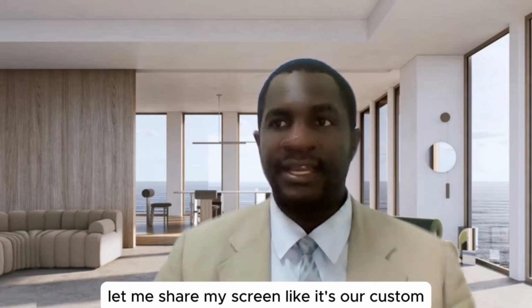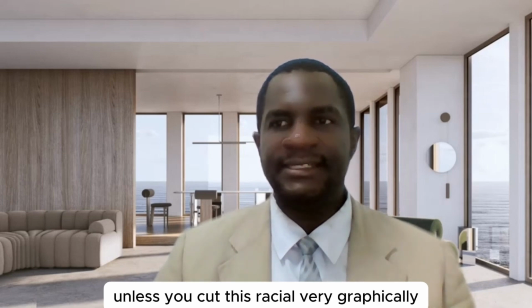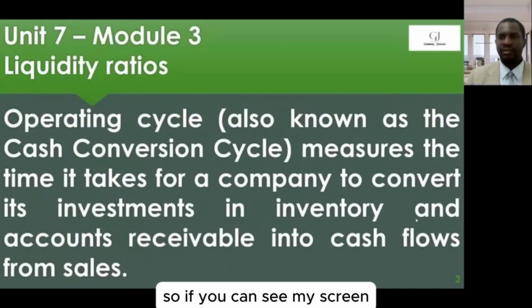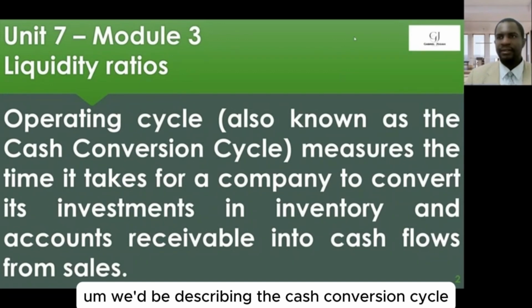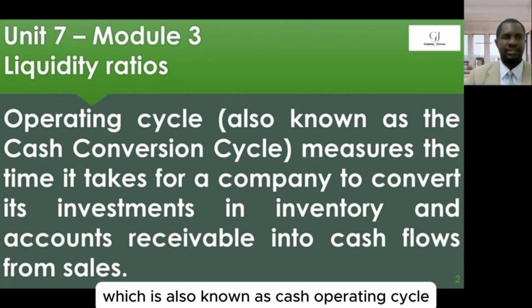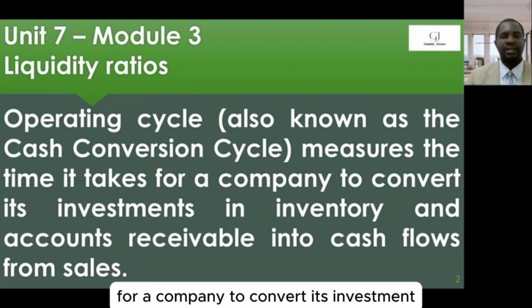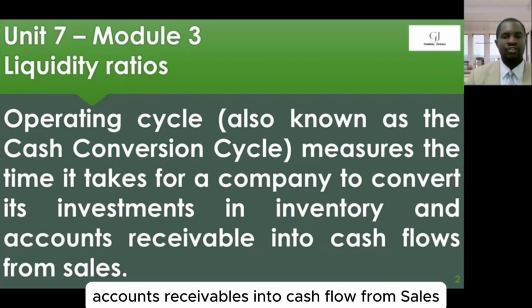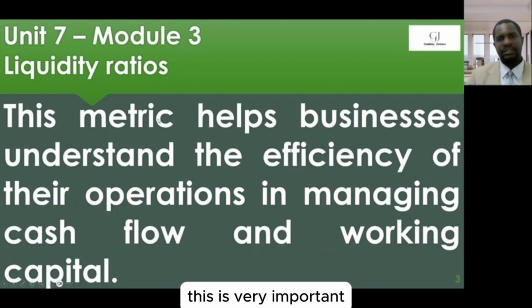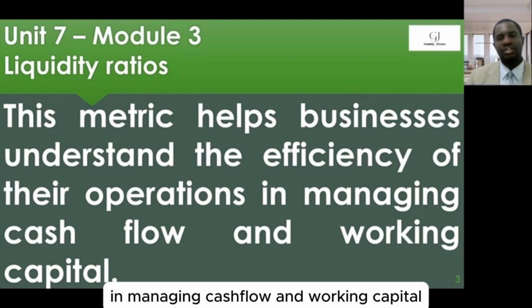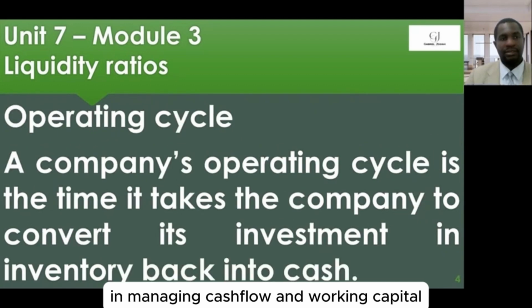Let me share my screen like it's our custom, and let's look at this ratio very graphically. So if you can see my screen, we'll be describing the cash conversion cycle, which is also known as cash operating cycle. It measures the time it takes for a company to convert its investment in inventory and accounts receivables into cash flow from sales. This is very important. This metric helps businesses understand the efficiency of their operations in managing cash flow and working capital.